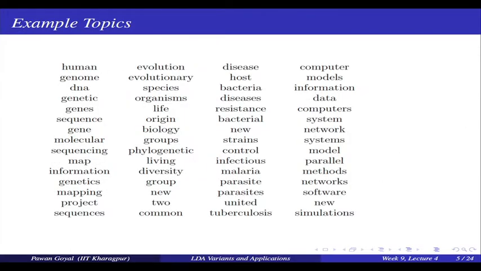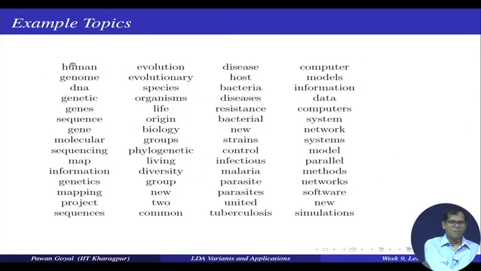And then we go back and look at these 4 topics. What are the most common words in these 4 topics? So we see something that we were looking for. So we saw the first topic contains words like human, genome, DNA, genetic. So it's about genetics. Then the second topic is about evolutionary biology, third about different diseases in bacteria, and fourth about data analysis. So these are the 4 topics that come on top.